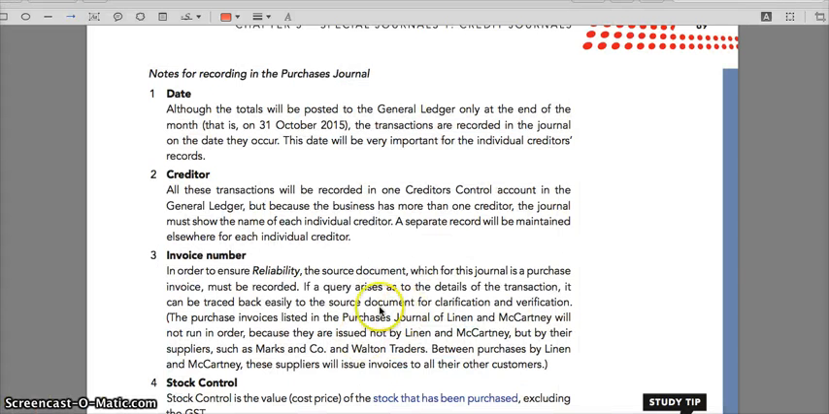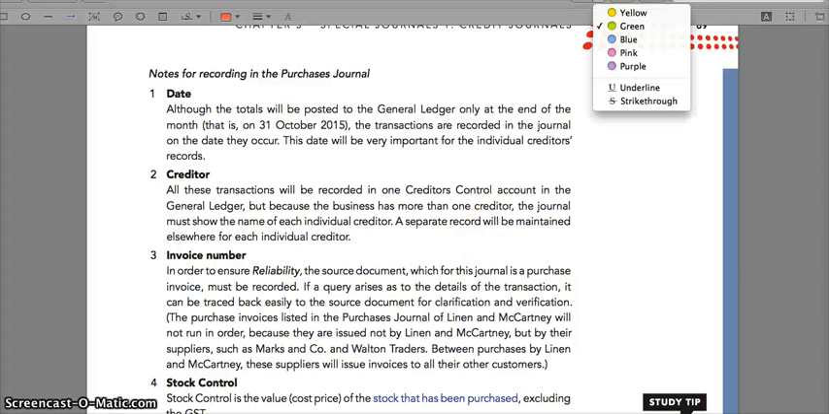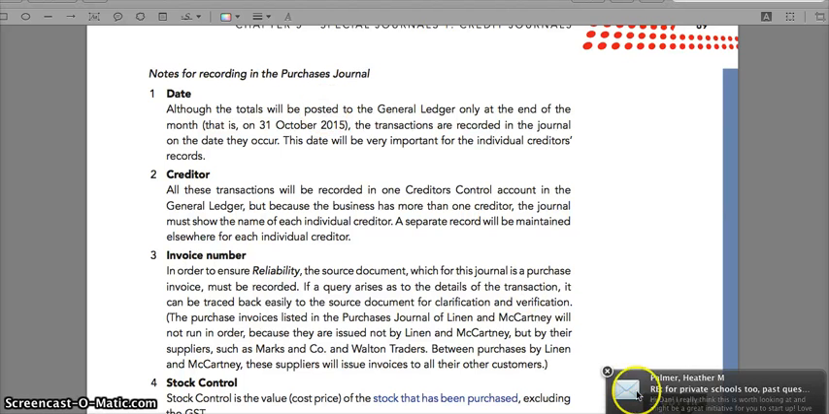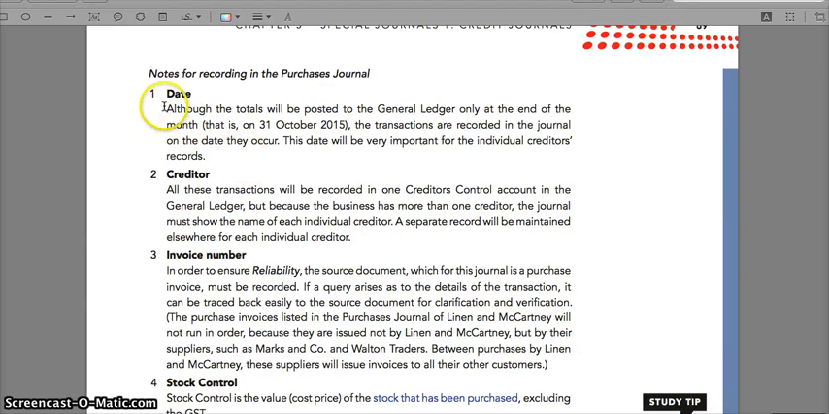Okay, so just a couple of quick things on this page. I don't want to go too hard into this, but I'll give you a couple of things that we need to have a quick chat about. So although the totals will be posted to the general ledger at the end of the month, transactions recorded in the journal must be recorded with the date that they occur. Okay, because this is very important for the individual creditors. It means that we know when our bills are due.